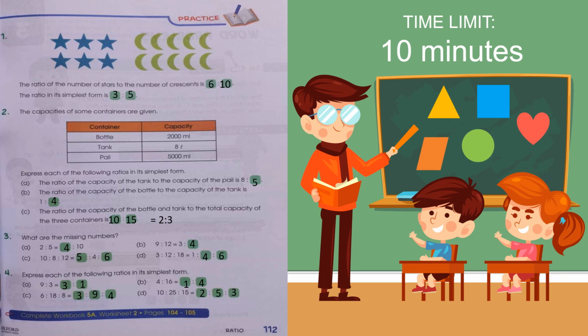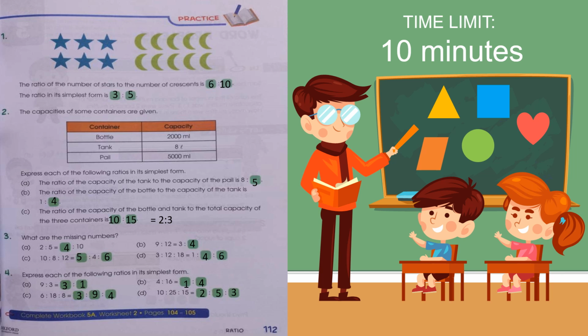In part D, we have 3:12:18, and as a result, we have 1 ratio the missing numbers. We know that if 3 is divided by 3, then we have 1. So we have to divide the other numbers by 3 as well. So 12 divided by 3 is 4 and 18 divided by 3 is 6. So we have 1:4:6 as our answer.